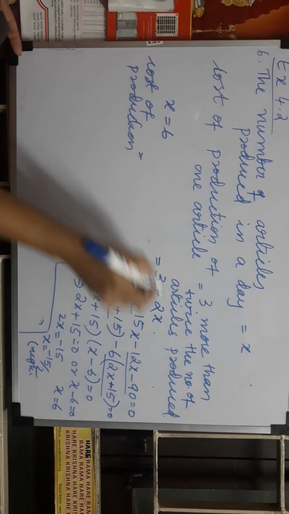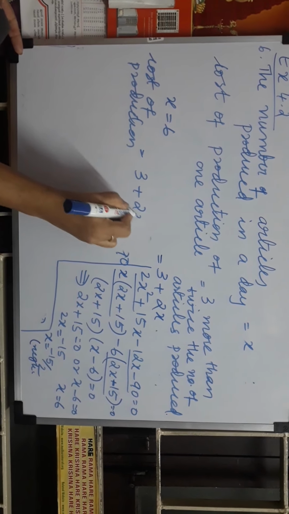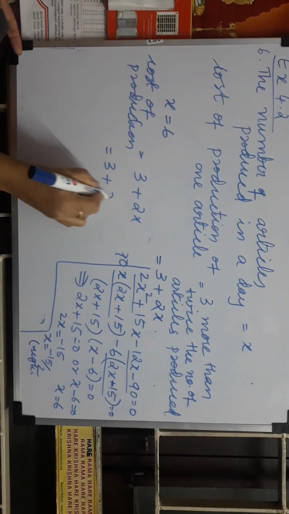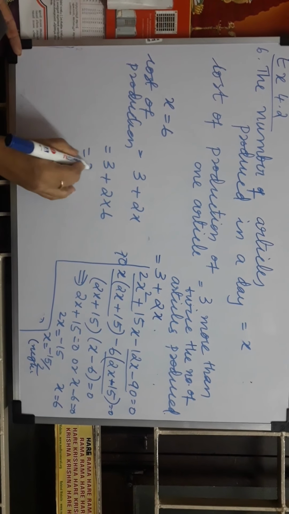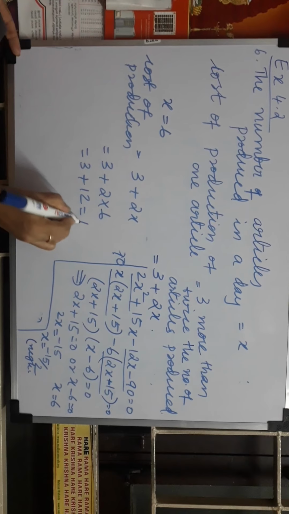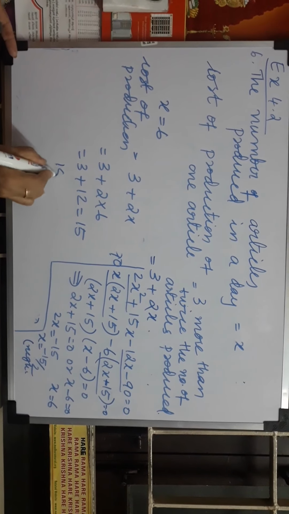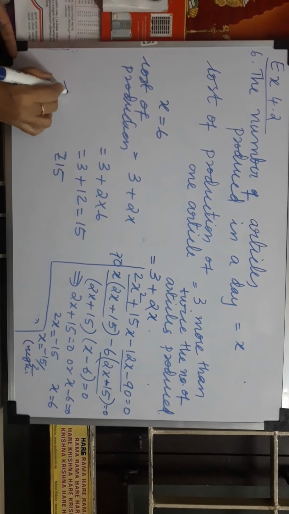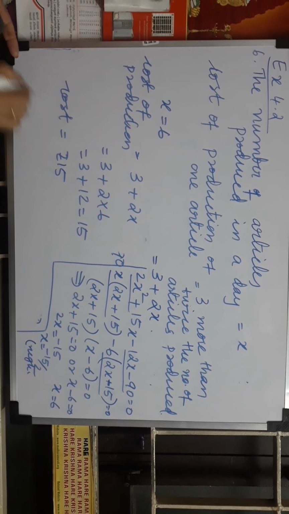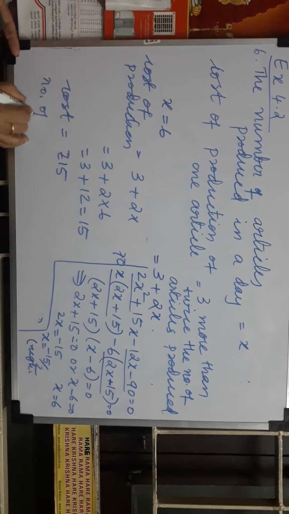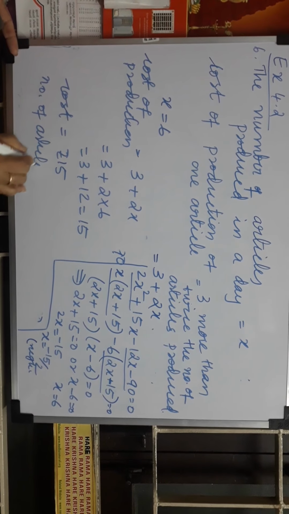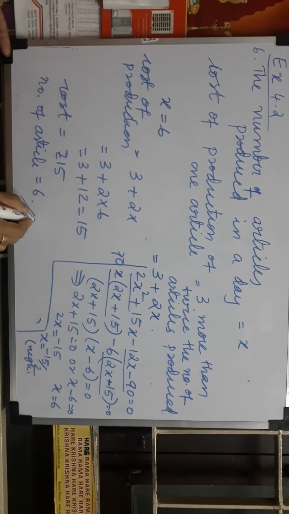We wrote it as 3 plus 2x. That is 3 plus 2 into 6, that is 3 plus 12, which is equal to 15. So the cost of production, which they are asking, we can write as 15 rupees. So the cost of production is 15 rupees and the number of articles is equal to 6. Thank you.